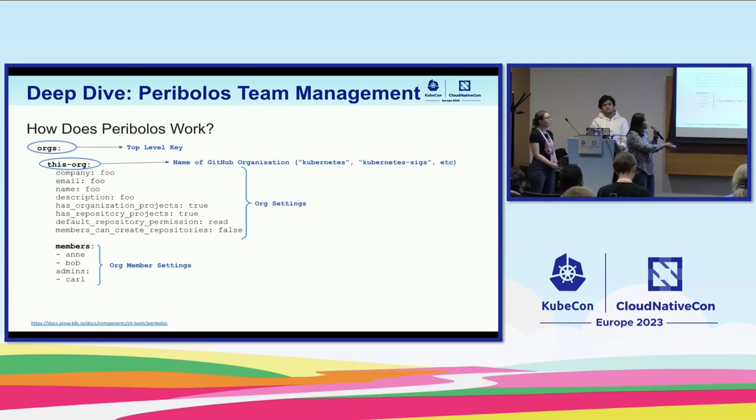This is how a config file looks. At the very top, we have the orgs key, and under that, we give the name of the org, and we define all the org settings there.